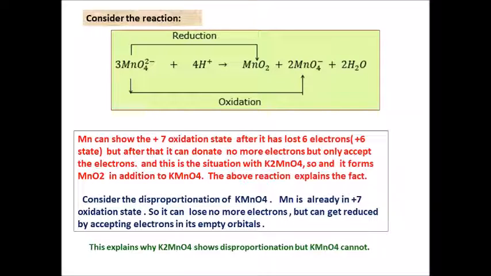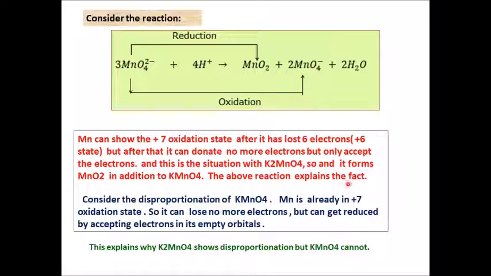Now consider this reaction. Manganate ion giving KMnO4, permanganate, and MnO2. Reduction is from manganate to MnO2 and oxidation is from manganate to KMnO4. So Mn can show the +7 oxidation state after it has lost 6 electrons. That means it can still lose 1 electron, but after that it can donate no more. That's what we said just now. But it can accept electrons because it has got empty orbitals to accept them.